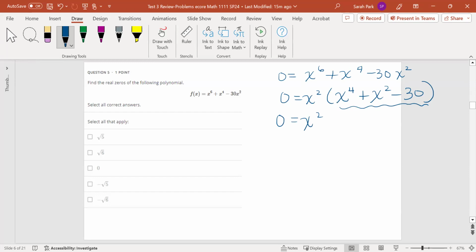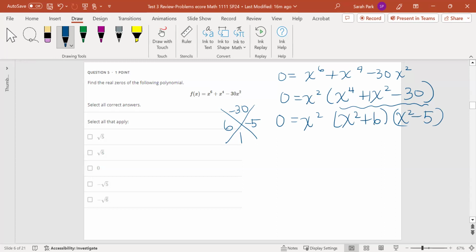And then we're going to try to factor this term here. We have x to the fourth plus x squared minus 30. I'm going to use my cross method. What multiplies to negative 30 and adds to the b term, which is 1, and that's going to be 6 and negative 5. So this term factors as x squared plus 6 times x squared minus 5.